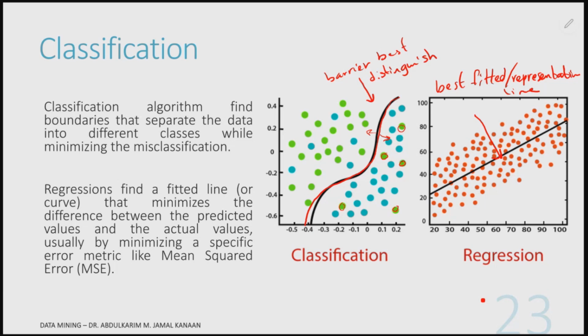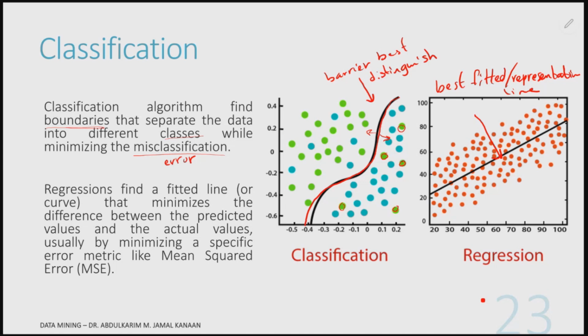So in classification, we find boundaries or barriers that separate data into different classes while minimizing the error. The error here means misclassification. So the error, this one, means misclassification. That means you misclassify some data points, still fine. So you have some portion for error, you still acceptable error.